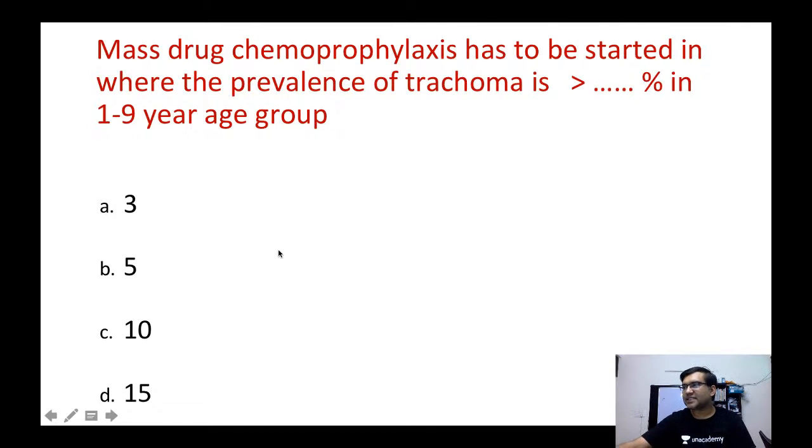Okay, now this is a bit difficult question. The question is, Shubham can answer, mass drug chemoprophylaxis has to be started in an area where the prevalence of trachoma is blank percent in the 1 to 9 year age group. Now, what is the meaning of this?